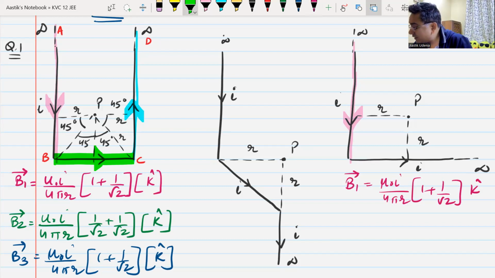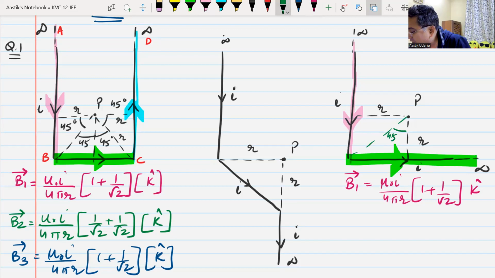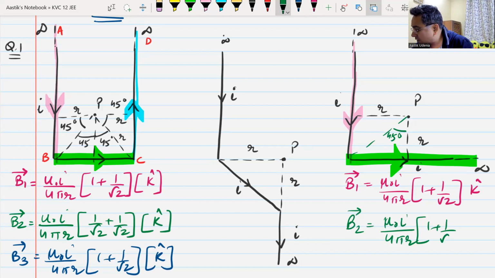Then the green wire is going straight like this. You have to find this angle. This angle will be 45. The other angle will also be 45. The direction of the field will be coming out. So both the fields are getting added up. If you look closely, both the fields are the same in magnitude and the same in direction. So if you find any one field, you can just multiply it by 2. Do we understand how I got the answer for this one?